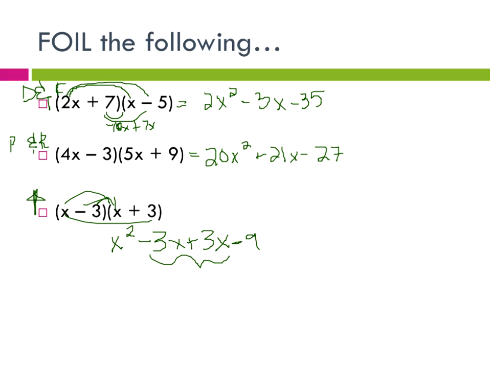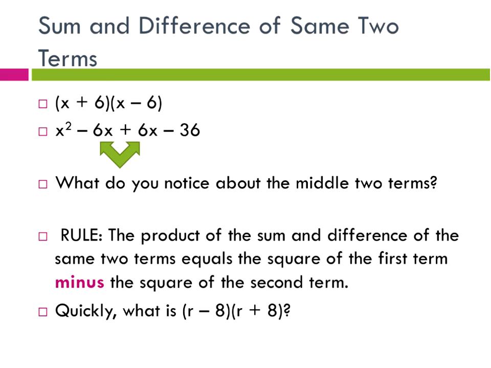Well, we can notice that when they add together, they equal 0x, right? Nothing. So then we are left with x squared minus 9. This is a really important case. It's the sum and the difference of the same two terms.